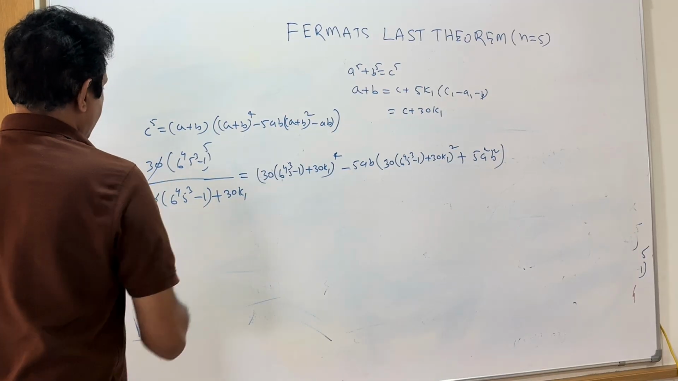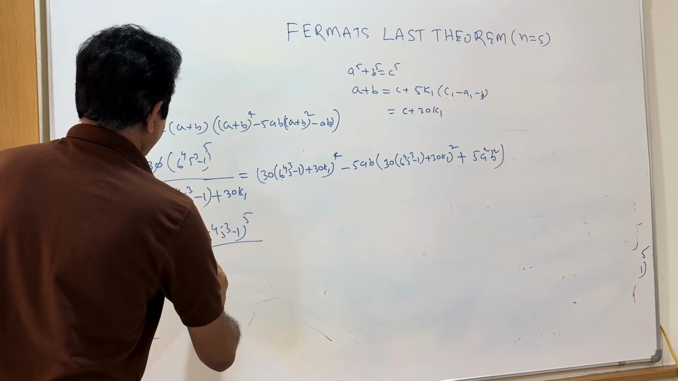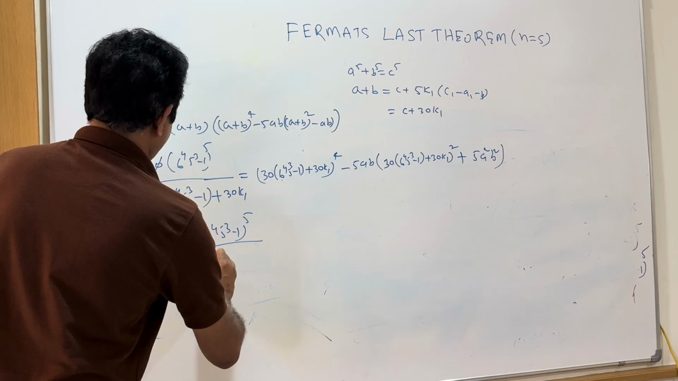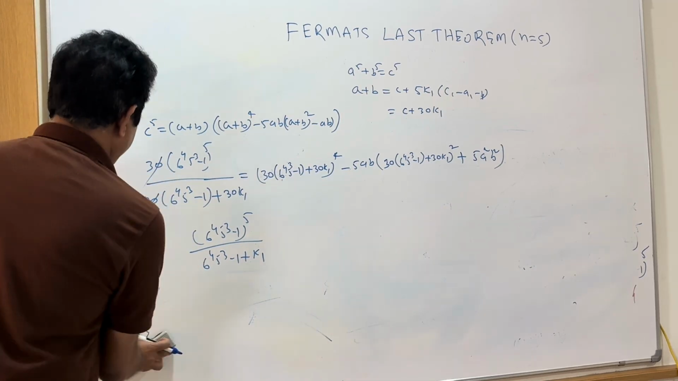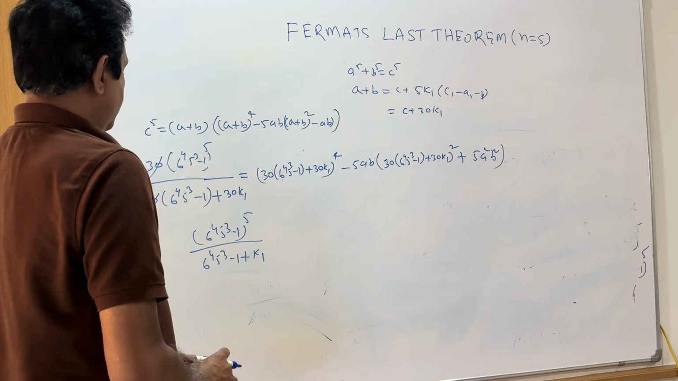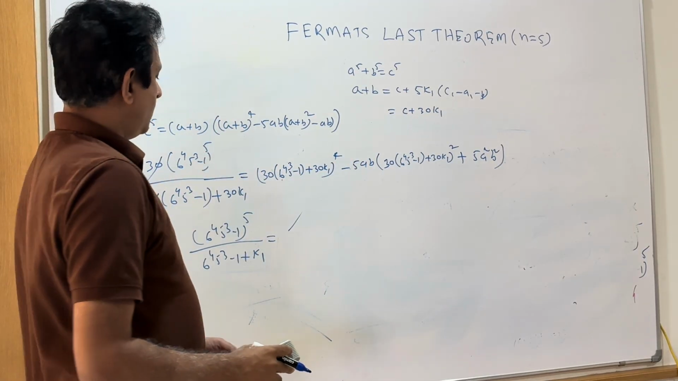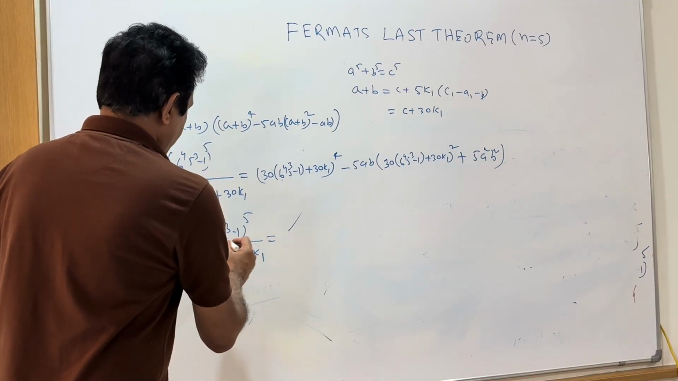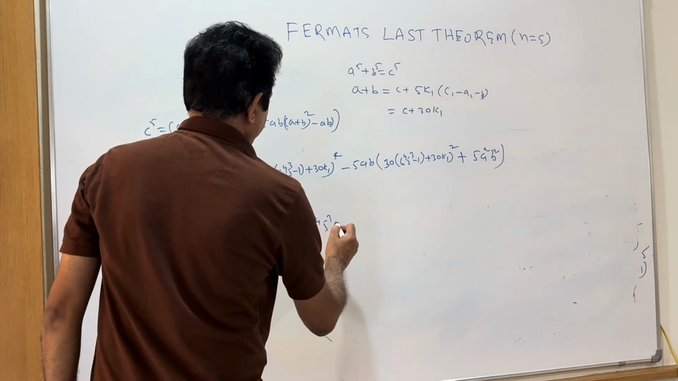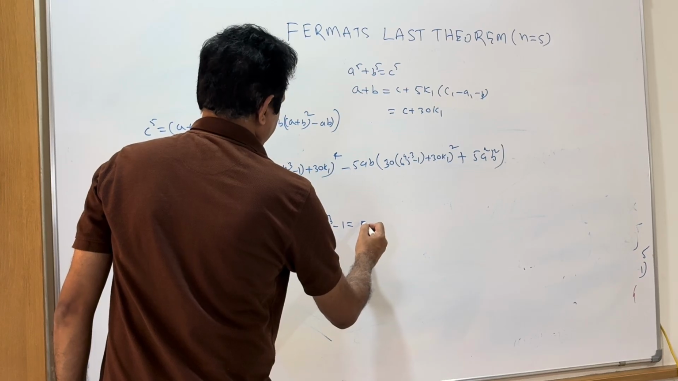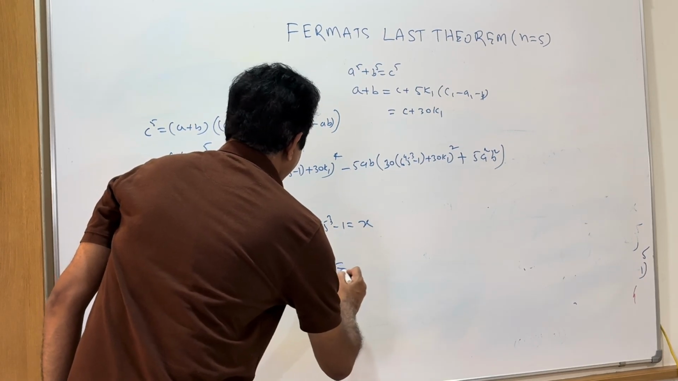Okay, so we cancel the 30 here and here. So you will have 6 power 4, 5 cube minus 1, whole power 5, divided by 6 power 4, 5 cube minus 1 plus K1, equal to, you have this equation. So we need to understand this. Let us take 6 power 4, 5 cube minus 1 as something like small x. So we have x power 5 by x plus K1 as some expression.